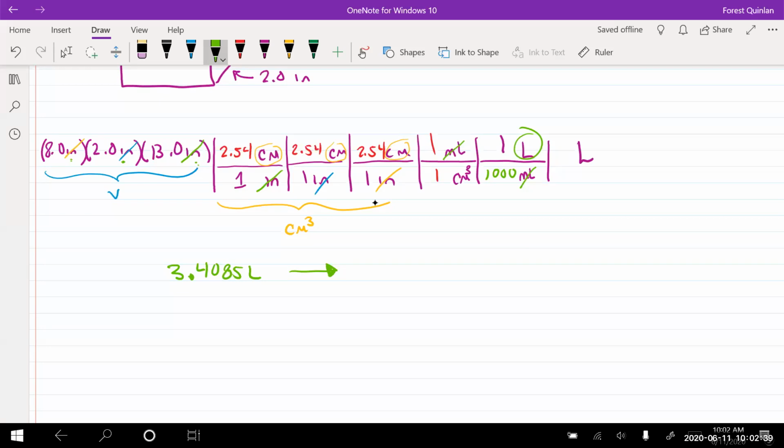In the 1,000 to 1 liters, how many sig figs are there? Infinite. In the 1 mil to 1 centimeter cubed? Infinite. In the 2.54 to 1 inch, how many? Infinite. And infinite and infinite. Done. How many in 13.0? 3. 2.0? 2. And 8.0? 2. Therefore, this number should be rounded to 2 sig figs, which is going to be 3.4.